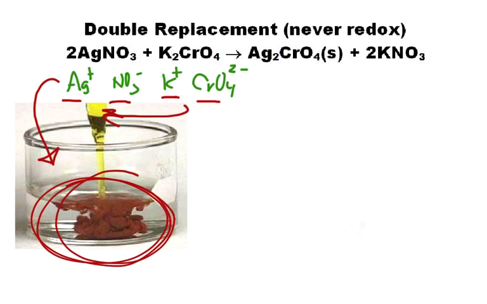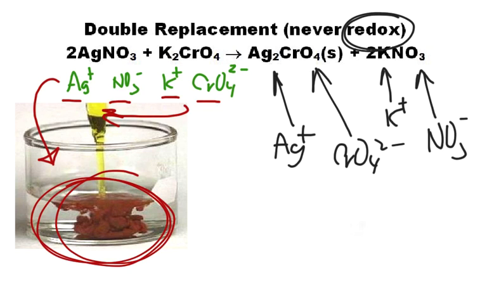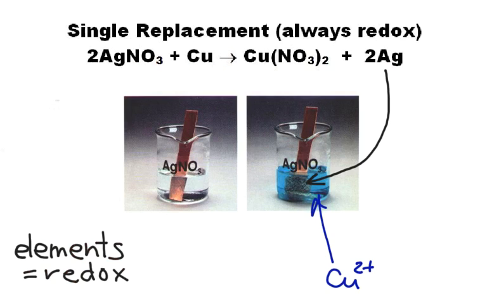But afterwards, we had silver chromate, but that's still Ag+, and the chromates are still CrO4 2-. So we can see that it was silver before and silver after, chromate before and chromate after. And the same way, the potassium nitrate did not change. They were both the same ions before and after, and that's not redox. So double replacement reactions where atoms just switch partners, that is not oxidation reduction.